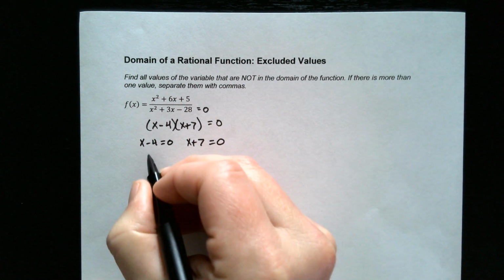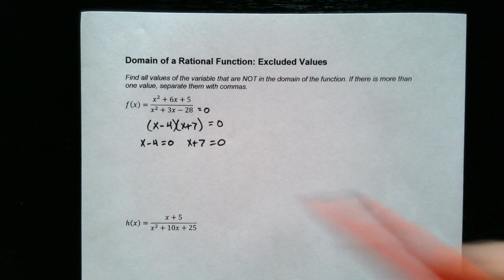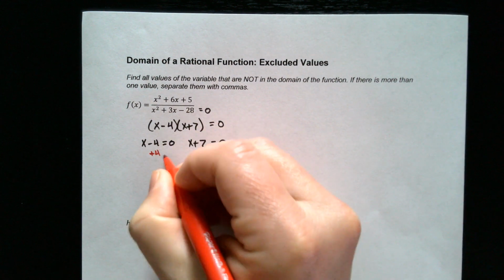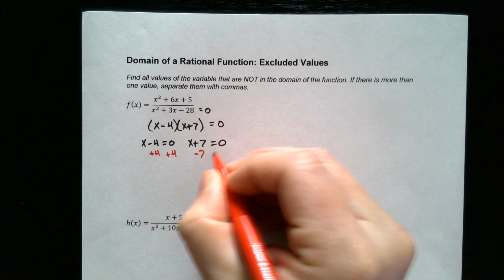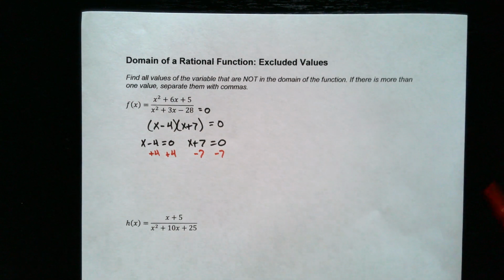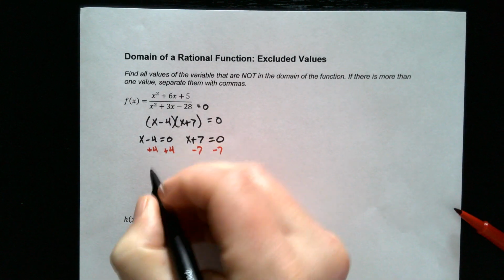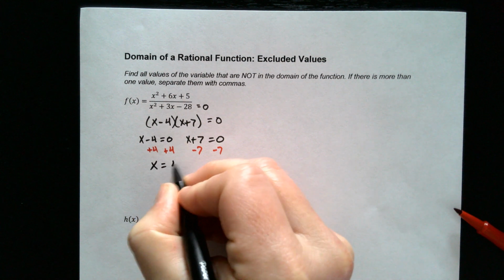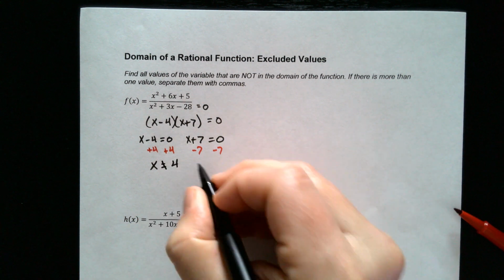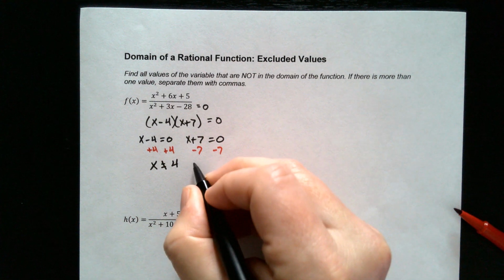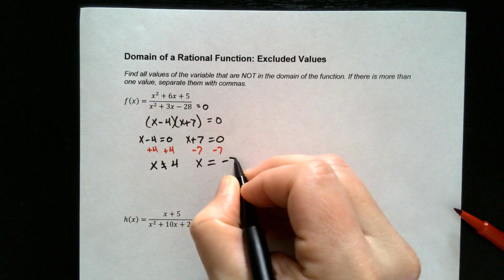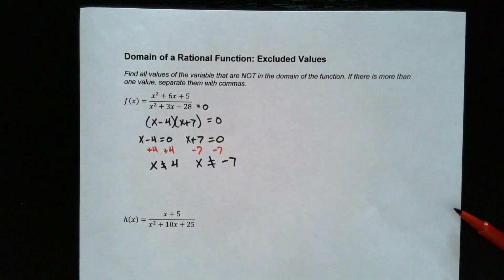Okay, so if we add 4 to both sides here, and we subtract 7 from both sides here, we'll get our excluded values. So x is equal to 4, which means not equal to 4, because it's excluded, and x is equal to negative 7, so we'll make that not equal to negative 7.